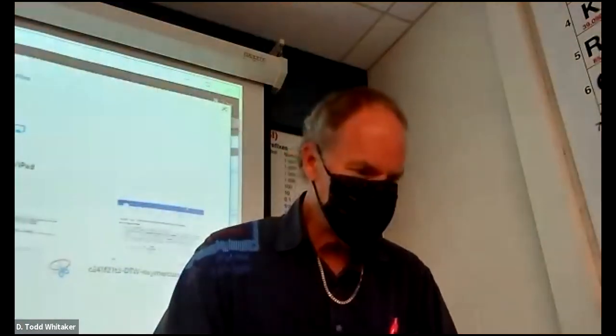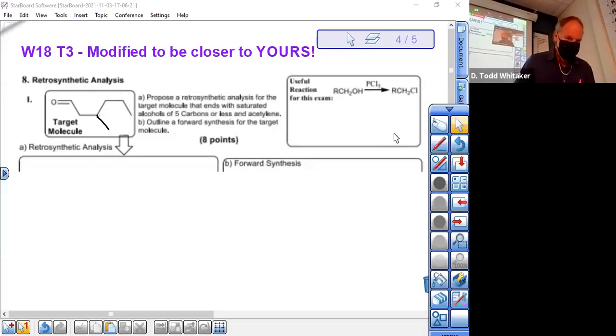Request to do a retrosynthetic analysis. We chose winter 18, and I edited the one at winter 18 to eliminate everything about stereochemistry, because I promised you yours won't have anything to do with stereochemistry. So here it is. We have a useful reaction using PCl5 to convert an alcohol to an alkyl chloride. Please use that reaction when you need an alkyl halide.